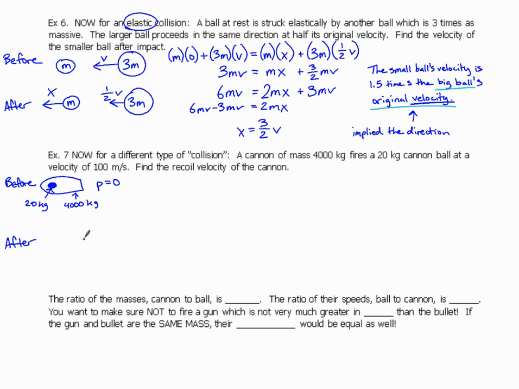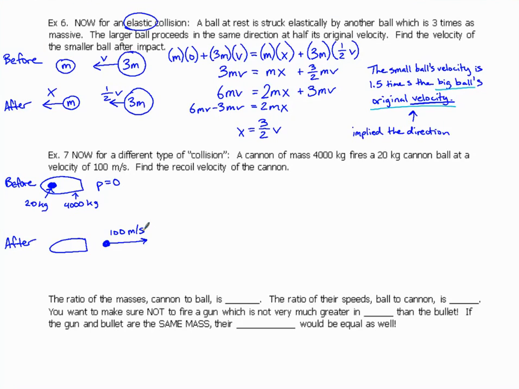Here's what happens. So the cannon fires the cannonball. The cannonball is now moving at 100 meters per second. And this cannon is not going to be sitting still.